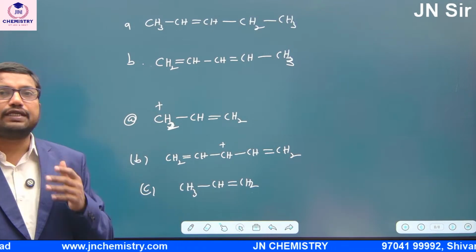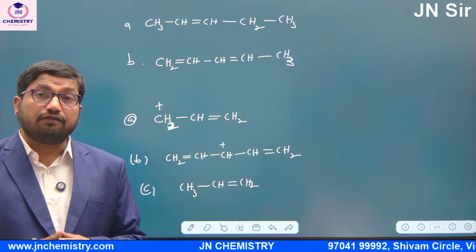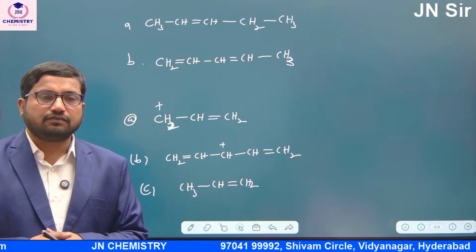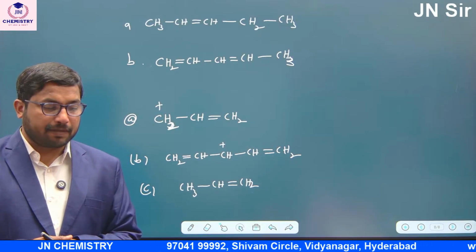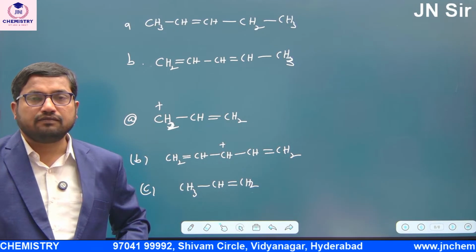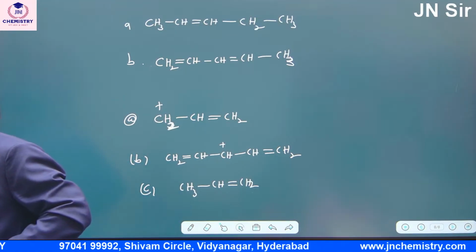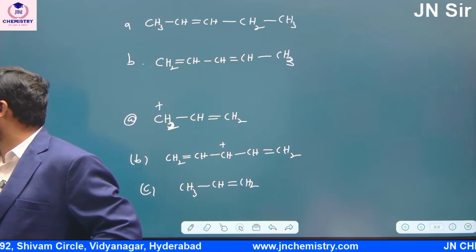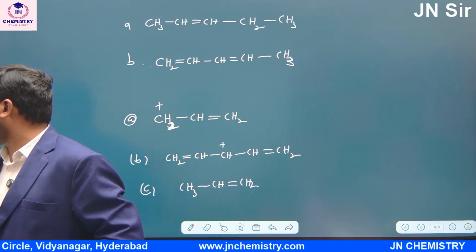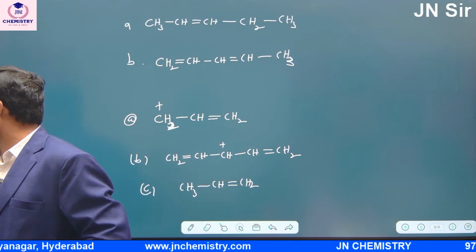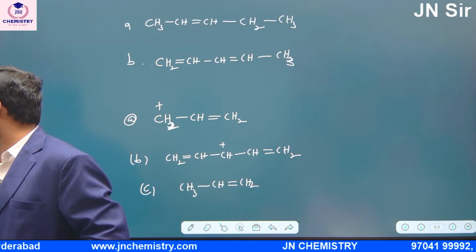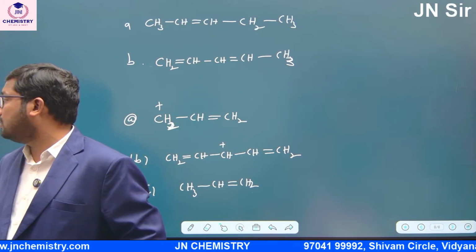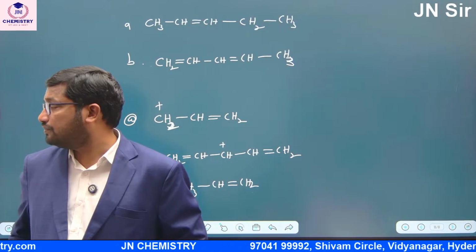Now, if a compound has more resonating structures, it is more stable. Fine. Why? Krishna, why? The compound has more resonating structures. Why is the compound more stable? Mukund?